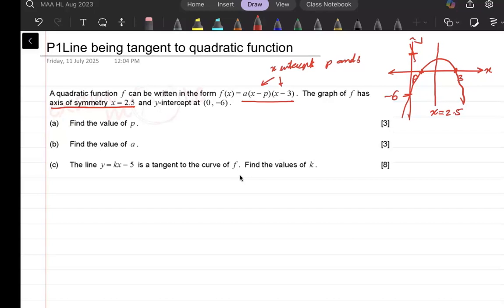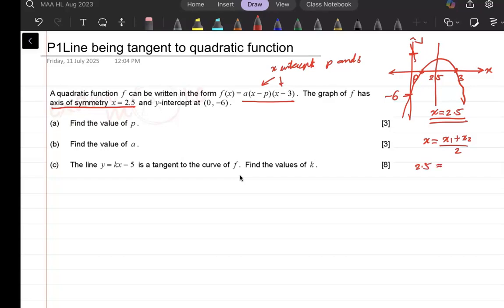To find the value of p, I'll use the midpoint formula. If your axis of symmetry is x = 2.5, I'll use the midpoint formula, x = (x1 + x2)/2. 2.5 is the midpoint of p and 3. So 5 is equal to p + 3, so p is equal to 2. That's the answer for part A.